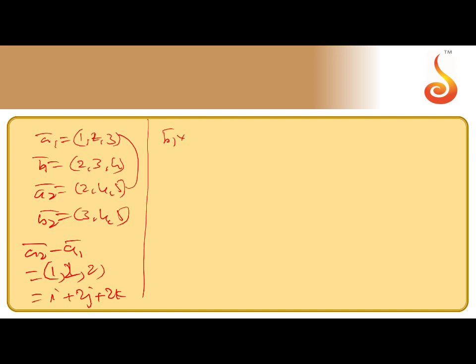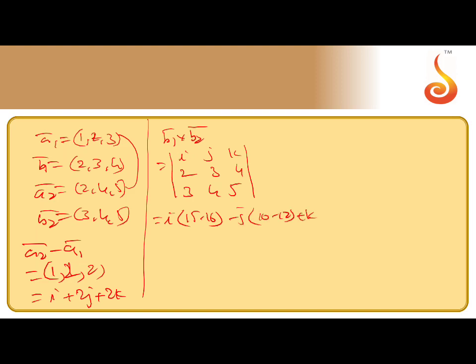Now we can find B1 cross B2. So B1 is 2, 3, 4 and B2 is 3, 4, 5, with i, j, k in the first row. You can find the determinant of this one: i into (15 minus 16) minus j into (10 minus 12) plus k into (8 minus 9).